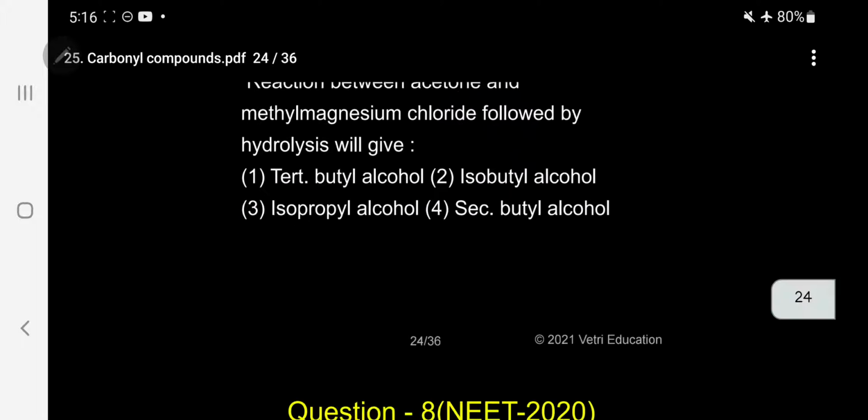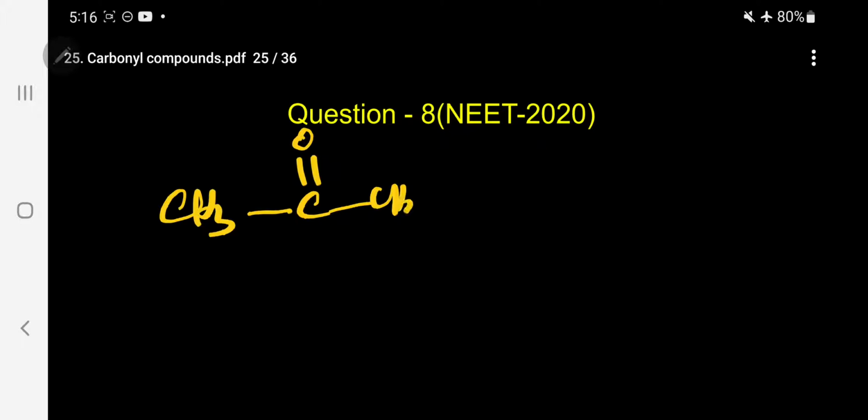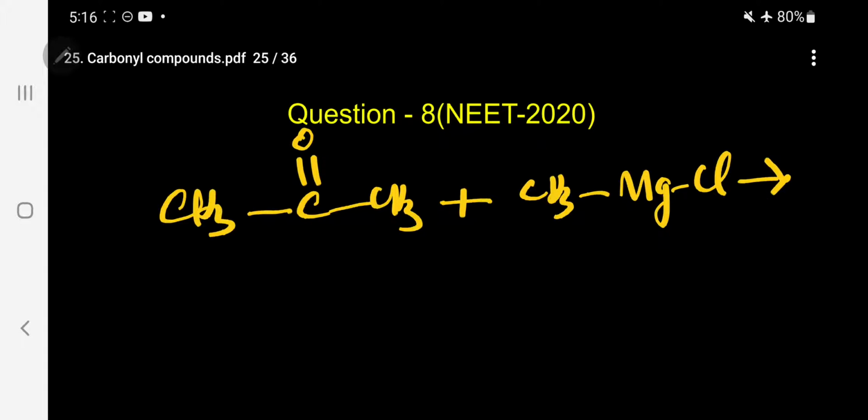So let me write the mechanism. Kindly follow what is happening. Let me take the first example, acetone, and I am taking the Grignard reagent methyl magnesium chloride. Normally methyl magnesium iodide will be used. Anyhow, what is happening in this mechanism? This gets polarized and goes out in this form. So here is the methyl anion. Grignard reagent will produce an anion.